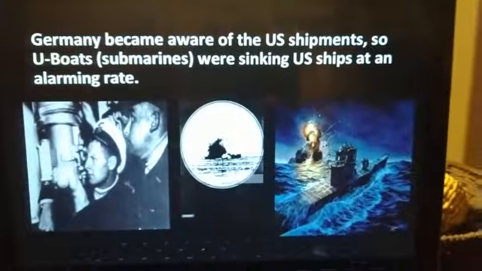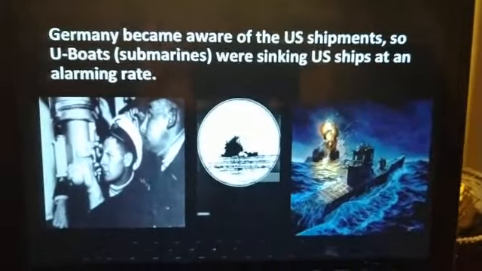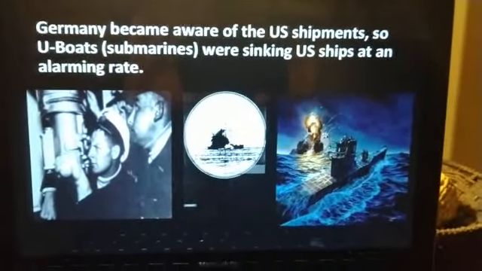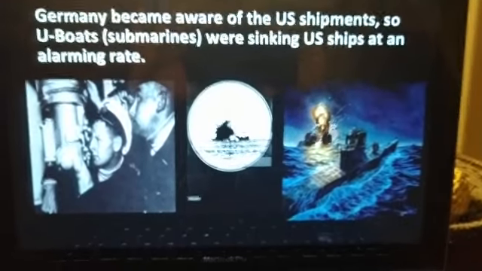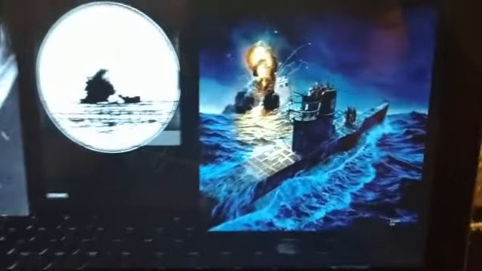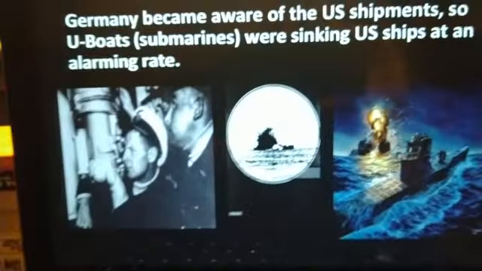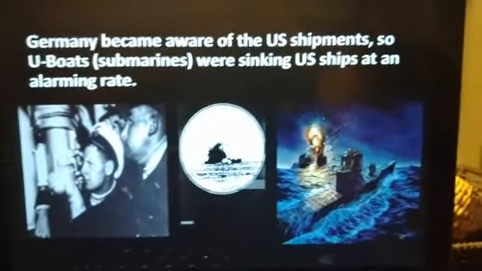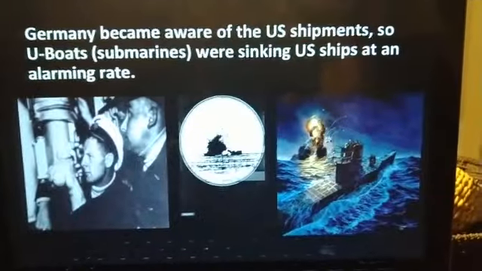Germany became aware of these U.S. shipments across the sea, so U-boats or submarines started sinking U.S. ships at an alarming rate. We were losing tons and tons of material being sunk by these German submarines. So we had to think of a way to counteract that.